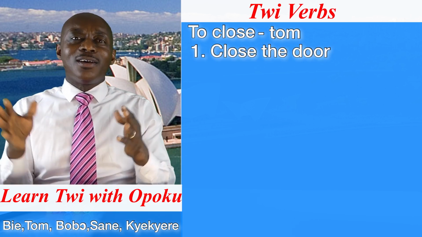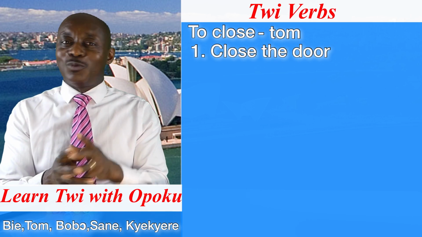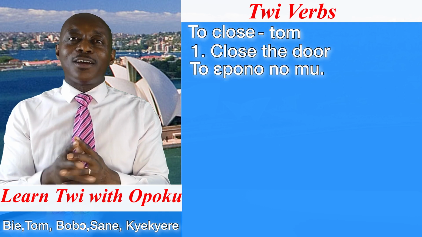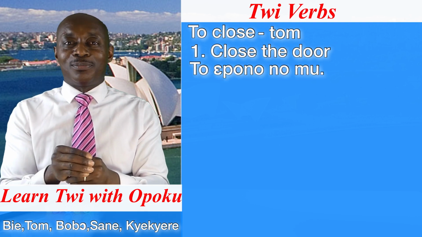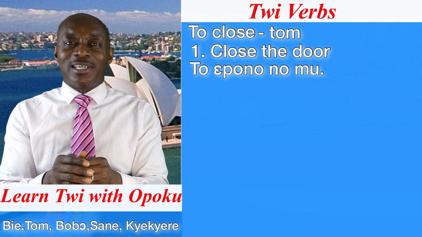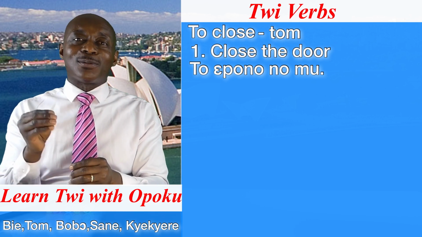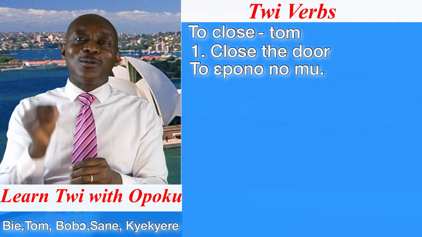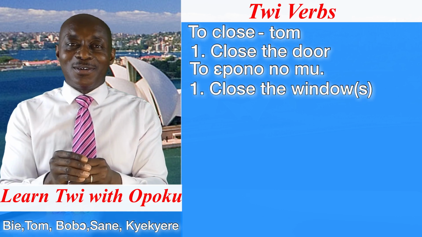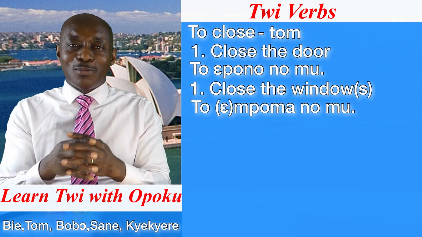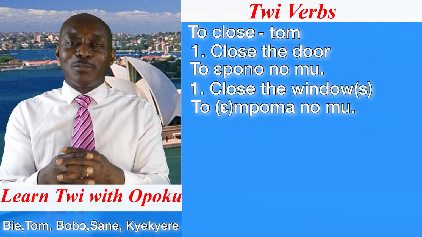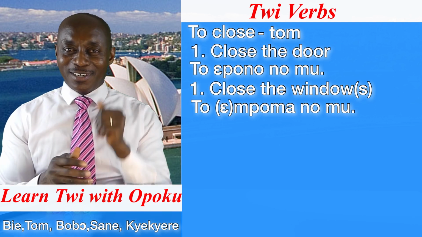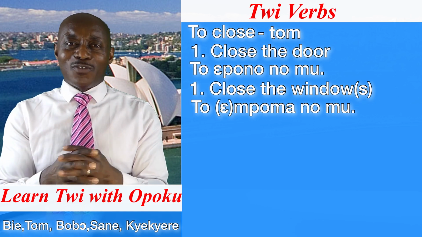So how would you say close the door? You know door is epono. We will say tum epono no. And that is close the door. How would you say close the windows? We will say tum mpoma no. And that is close the windows. Good. Let's go to the third vocabulary.